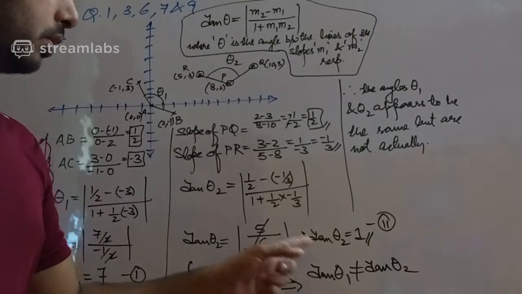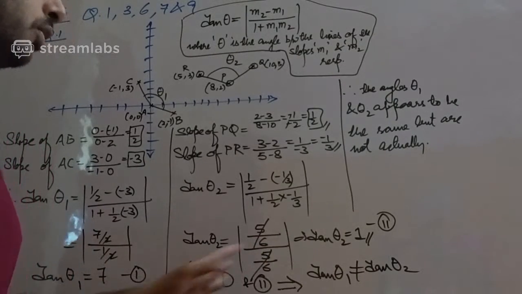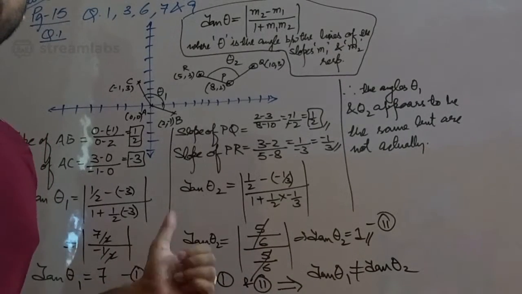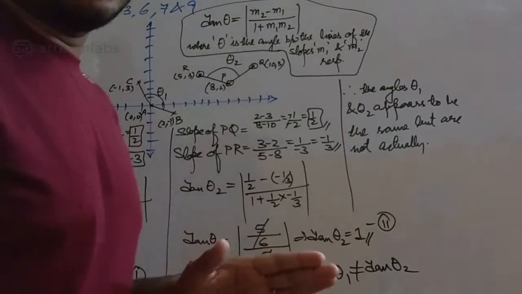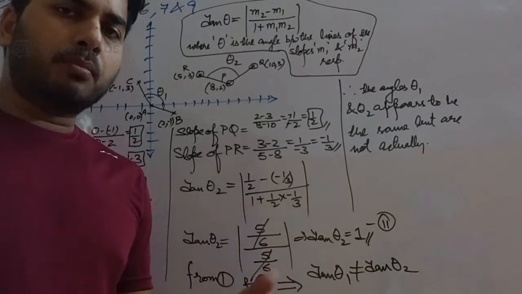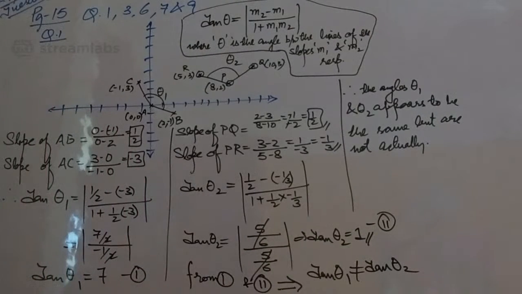Okay, so from first and second, what we can say is that the tan theta 1 and tan theta 2 values are not coming the same. And if they are not the same, it means what? The angles are exactly not equal. Although it doesn't appear so, they are not equal. That's it. Hope you have understood now.